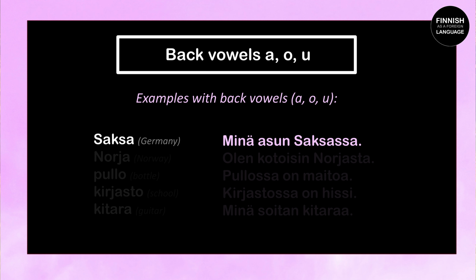Now let's start with chapter 3 till 6, where we are going to form some sentences. Let's start with examples of the back vowels. Minä asun Saksassa means I'm living in Germany. So Saksassa is the inessive case of the word Saksa, which means Germany. And here we need the ssa ending because Saksa contains only back vowels.